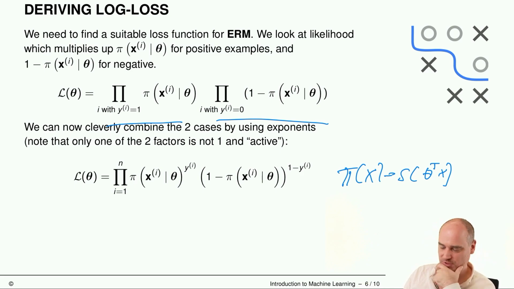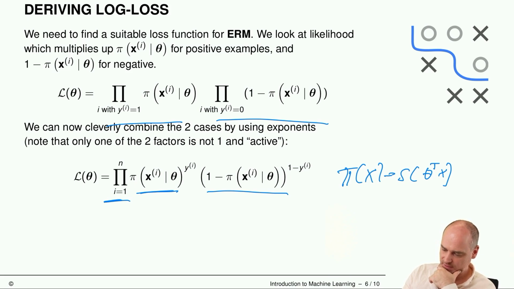The first part with the positive labels, I should probably say, and the second part with the negative labels. And we do that by smartly using exponents here. So we write down a product which now goes over the complete data set, i goes from 1 to n. And here we write down our probability pi, and here we write down the counter probability 1 minus pi.